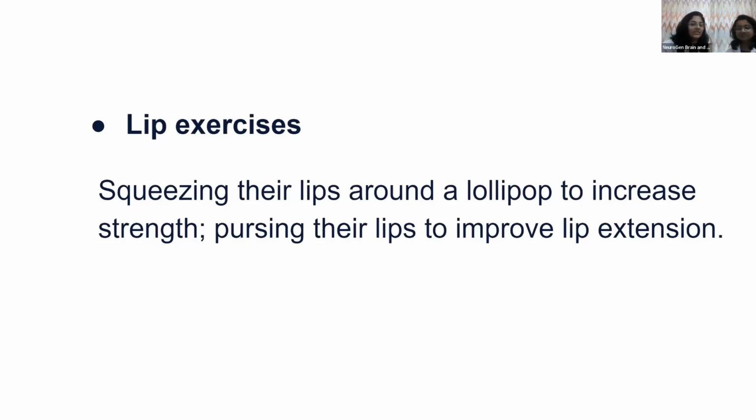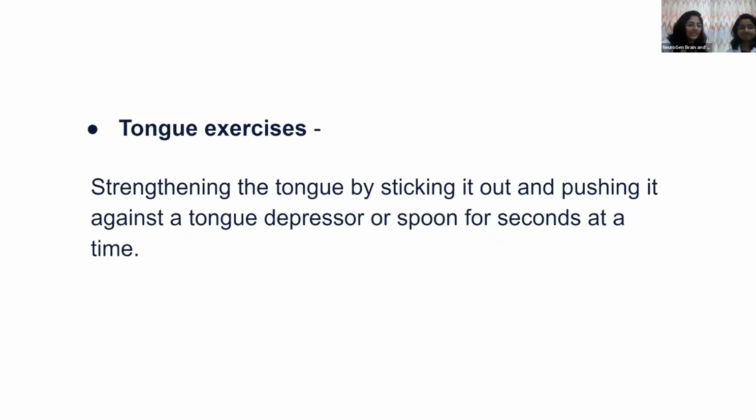And also next is tongue exercise. When improving tongue strength, I will ask them to put out the tongue like this and ask them to do this. If they are not able to do that, I'll ask them to use the tongue depressor. So we'll just ask them to stick out the tongue, and then we'll ask them to push hard against the tongue depressor, so that would improve the strength of the tongue.